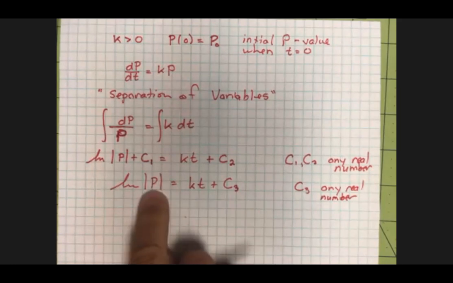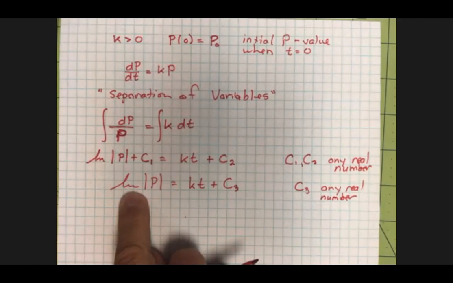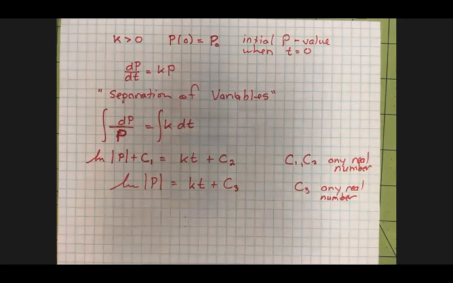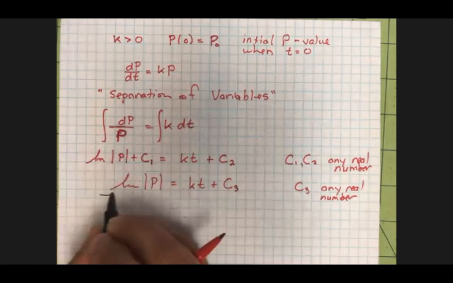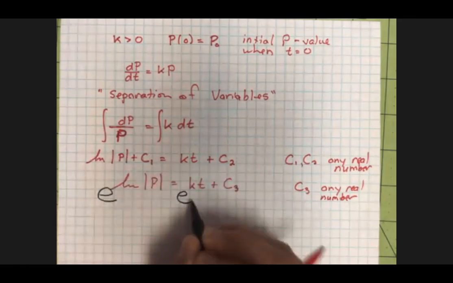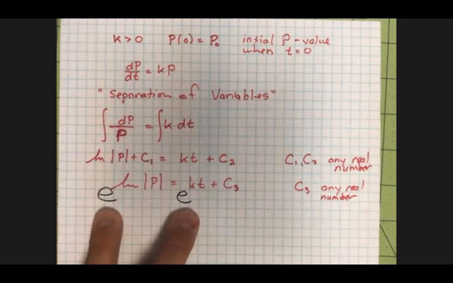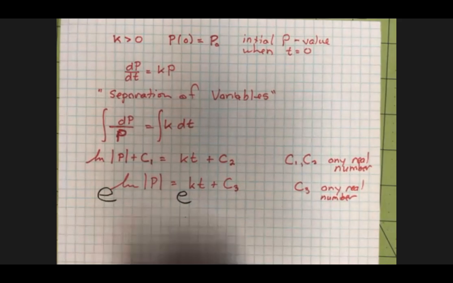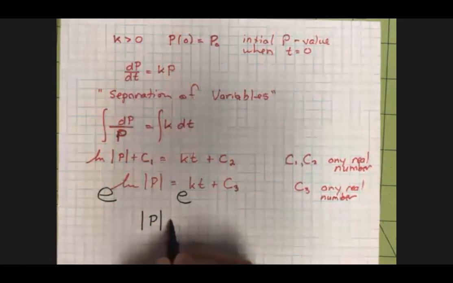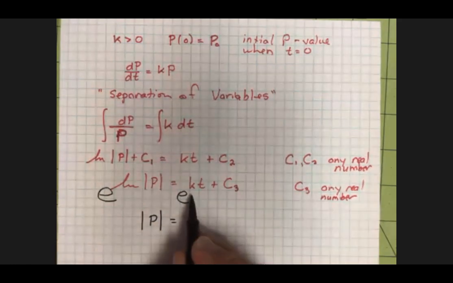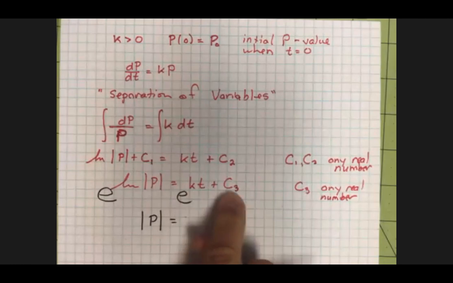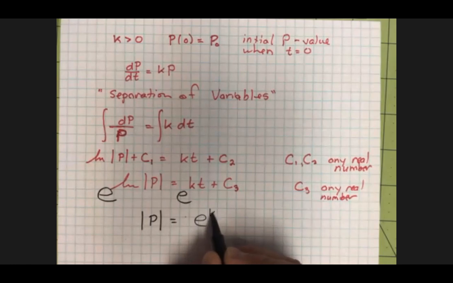If I want to know what p is, what do I got to do next? Remove that log, natural log. How do you remove natural log? You exponentiate, right? Exponentiate the left-hand side, exponentiate the right-hand side. Whatever you do unto one side, you do unto the other. Isn't that the golden rule of math? But be very careful how you write this now. On this side, I just have the absolute value of p. On this side, be careful how you express that constant. Legally, this is e^(kt) times e to the C3.